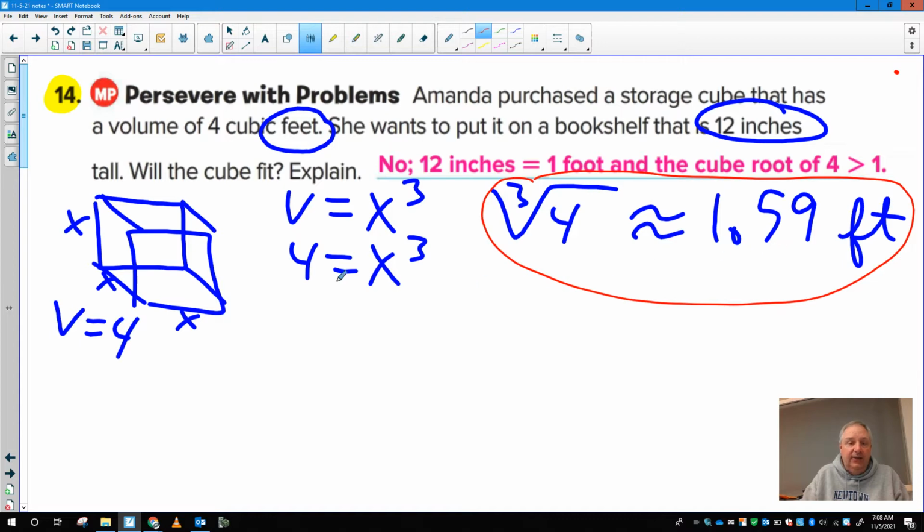So the cube root of 4 using my calculator would be 1.59. The question is, can you fit this cube on a shelf that's 12 inches? Well, 12 inches is 1 foot. This is 1.59 feet. This is clearly too big. It won't fit on a shelf that's only 12 inches tall.